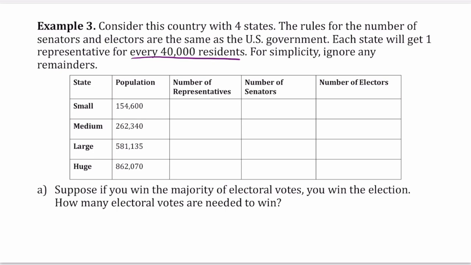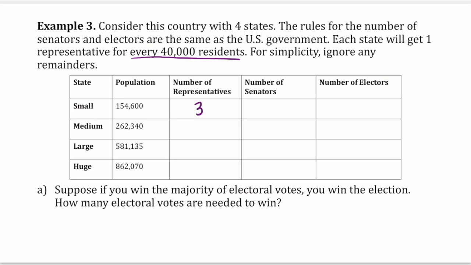In order to determine this, we need to know how many electoral votes each state receives. So we'll start with the small state. If we get 1 representative for every 40,000 residents, we can determine how many representatives we'll have by dividing our population by 40,000. When we do that division, we get 3.865. We are going to ignore any remainders, leaving us with 3 representatives.